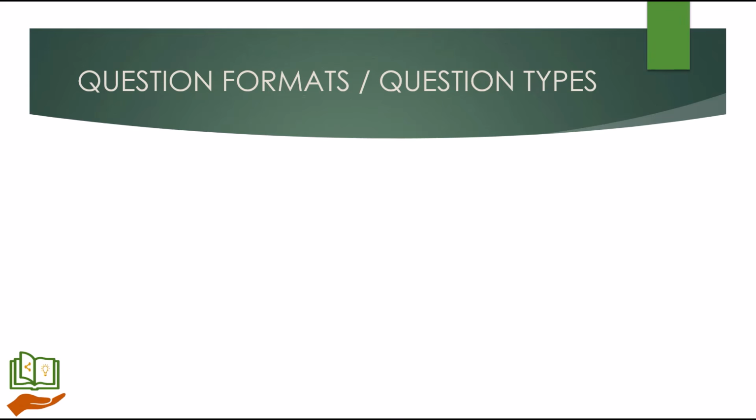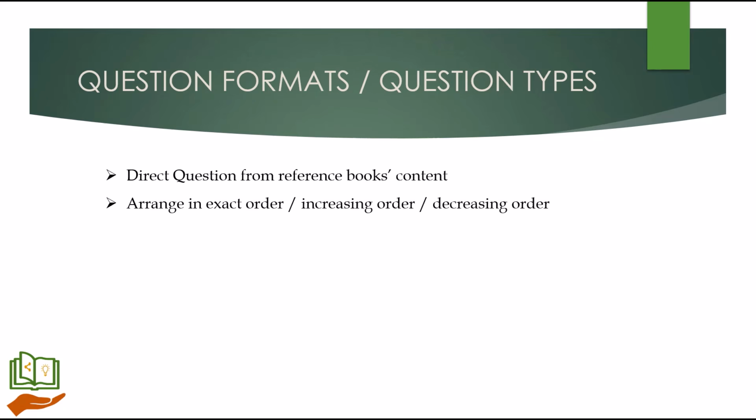The next big confusion among NET aspirants: based on the recent question paper, they decide only match will come, only true or false will come, or assertion and reason will come. You need not decide that. Take all the previous year question papers and have a look at all the formats. So I will list the formats here. The direct question from reference book content. For example, a statement from the textbook will be given with a fill-in, and then you will be asked to choose in the options.